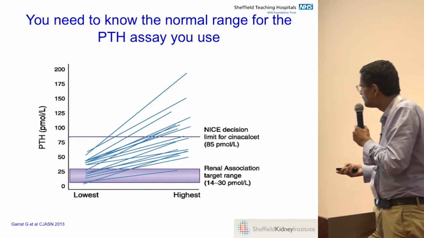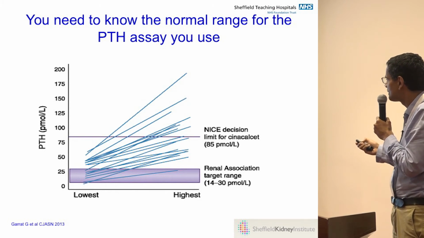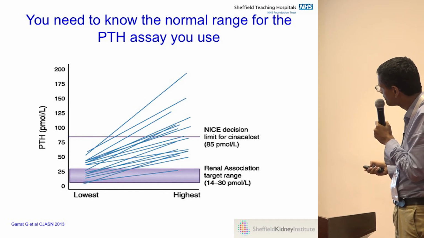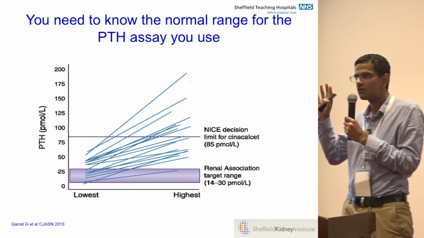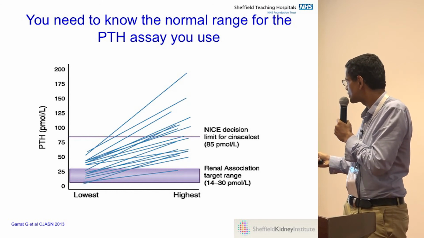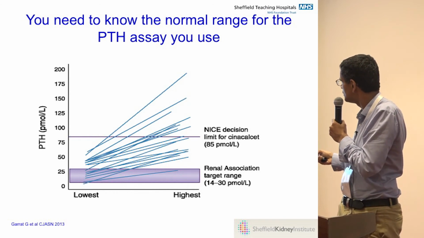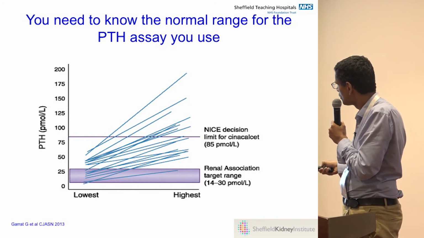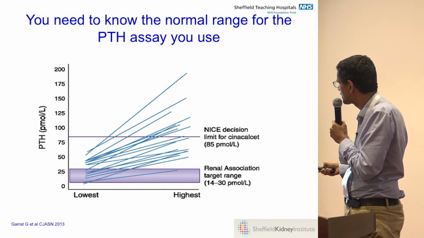The other thing is you really need to know which assay your lab uses. So this is data from Scotland, and each line represents 1 patient. What they did was they took 5 commercially available kite-marked assays, and measured PTH on the same day in one patient. And you can see, for example, in this patient, the PTH can be very, very high, or it can be in the target range.